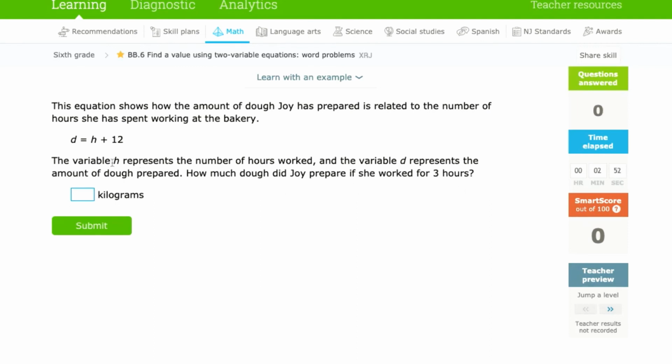They told us H. H represents number of hours, so we're going to replace this H with 3. So when you replace that H with 3, you have D equals 3 plus 12. So that means D equals 15.